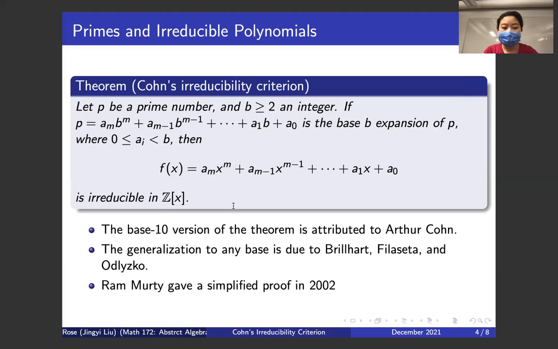So the base 10 version of this theorem is attributed to the mathematician Arthur Cohn. And the generalization of this theorem to any base is due to 3 other mathematicians. And Murty gave a simplified proof of this theorem in 2002.